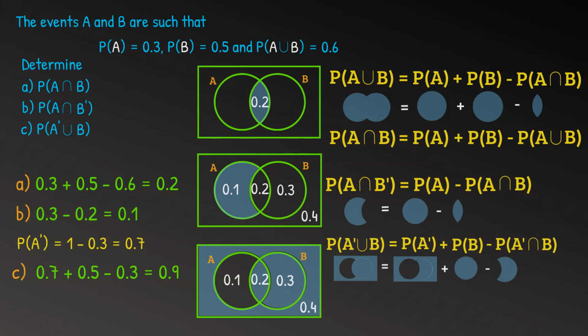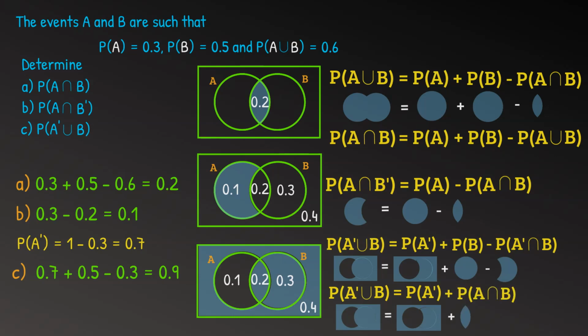Now the probability of A complement union B is also equal to the probability of A complement plus the probability of A intersect B. Using this method, we have 0.7 plus 0.2, which is also equal to 0.9. And finally, you could just add up the numbers in the shaded part of the diagram. So we have 0.2 plus 0.3 plus 0.4, which also gives us 0.9.